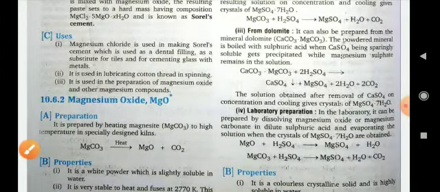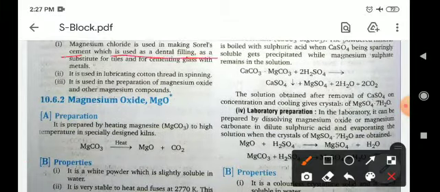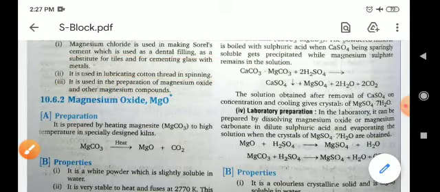It is used in making Sorel cement, which is used in dental filling, and it is used in lubricating cotton thread and spinning. It is used in the preparation of magnesium oxide and other magnesium compounds.